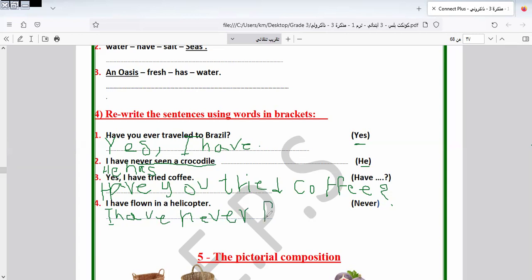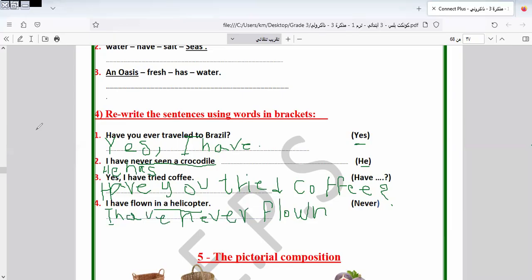I have never flown in a helicopter, and continue the rest of the sentence. Here is "never", not written in capital letter. Here, written like this: I have never flown in a helicopter. Okay.